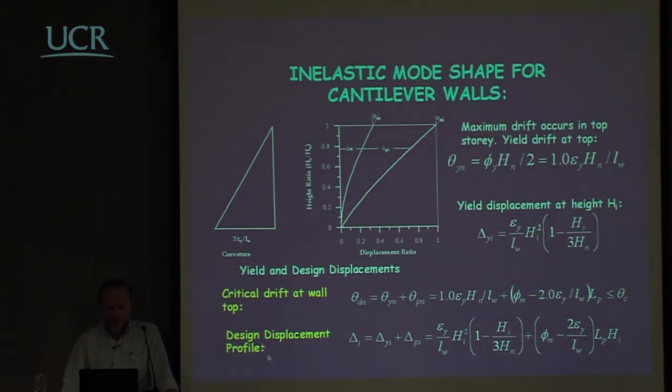If you then look at the design displacement profile and you want to know what the value is of the displacement at the height, again you have the sum of the yield displacement at any height plus the plastic displacement at any height. And again, what changes is that for the plastic part, you have this part here, which is the same that you had there, multiplied by the height, the level that you want to know the displacement, and this part here is this part here that we already considered.